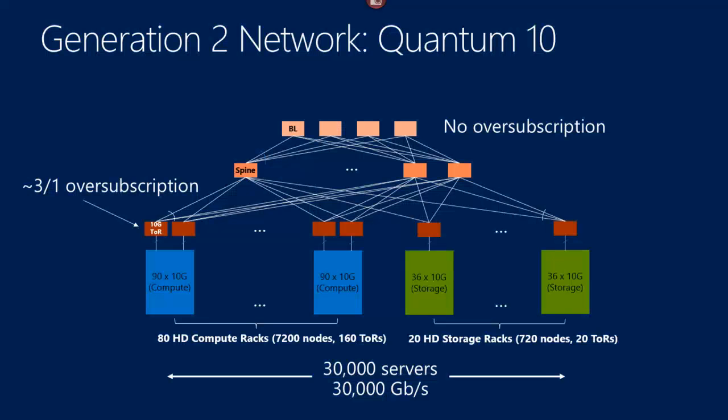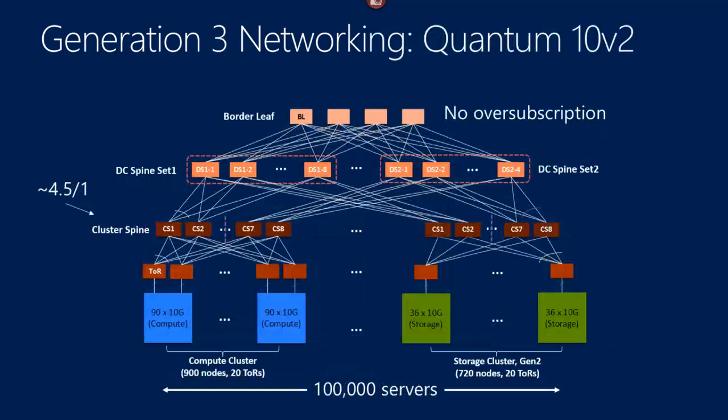Now, this even has become constraining to us. As we get bigger and bigger data centers, 30,000 servers has become a problem. So we've designed a third-generation data center that we're rolling out and retrofitting existing data centers with, which is called the Quantum 10 V2, we call it internally. The difference between this one and the previous one is that we've inserted another layer called the cluster spine. And the cluster spine, with the combination of the ToR oversubscription, there's a little bit of oversubscription there, it's about 4.5 to 1, roughly.